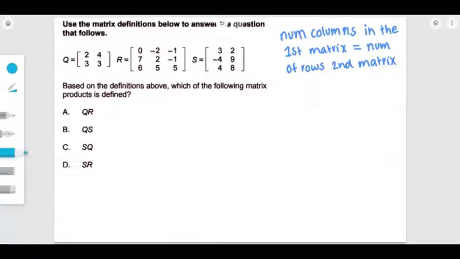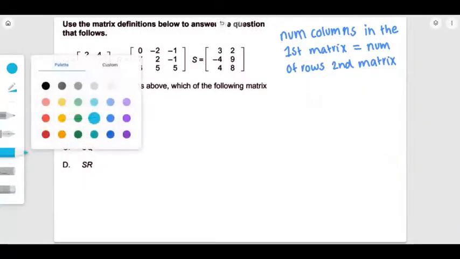The defined rule in multiplication says that the number of columns in the first matrix must equal the number of rows in the second matrix. Let's try to solve an example to find if QR in choice A is defined or not.